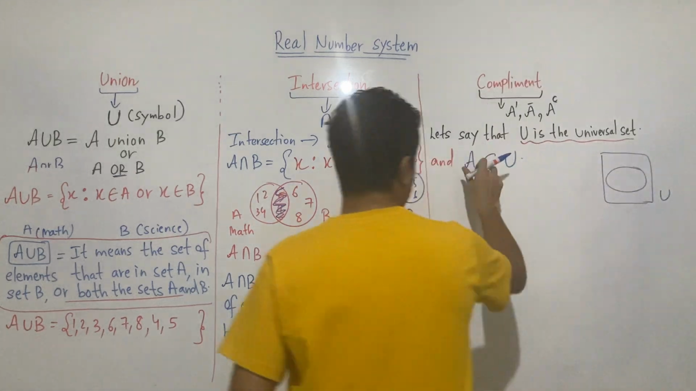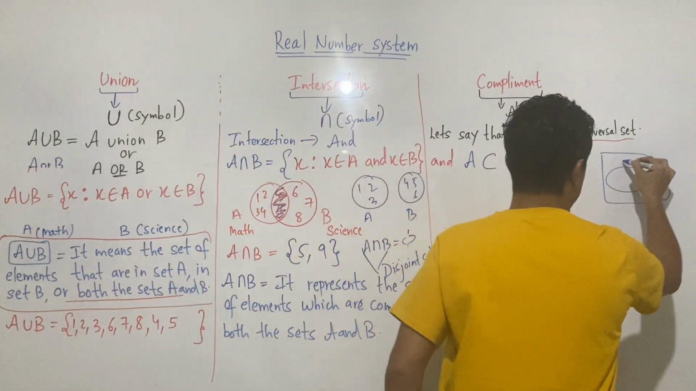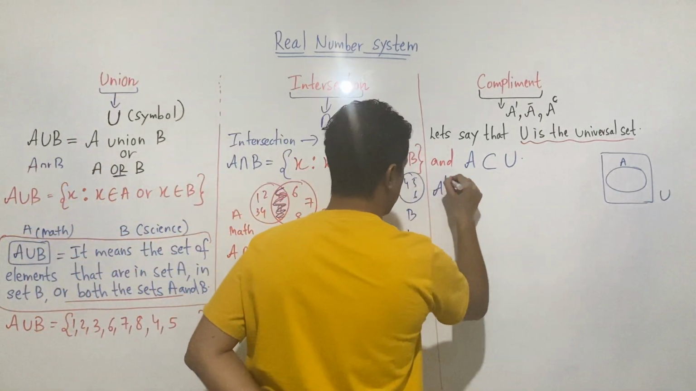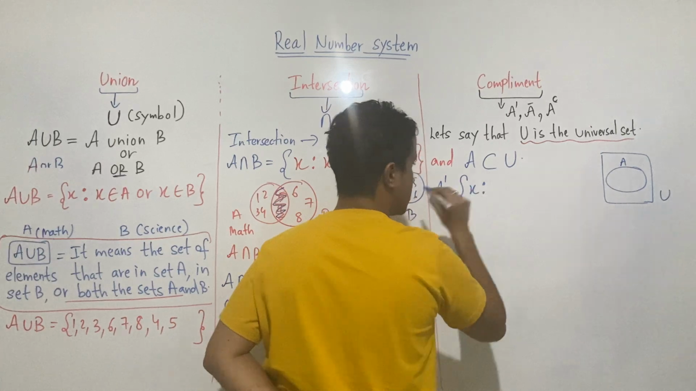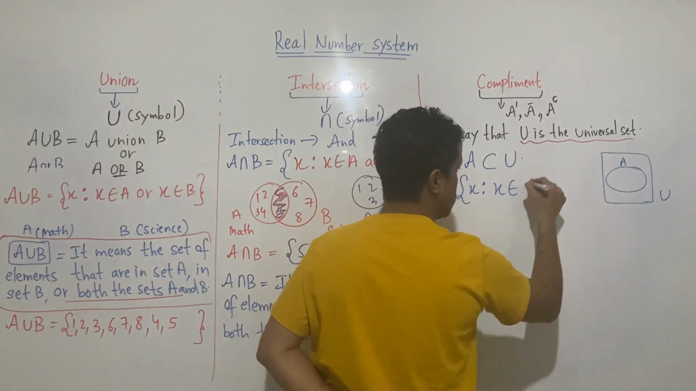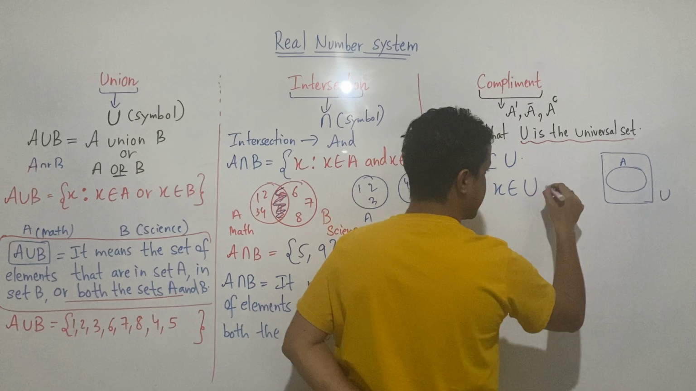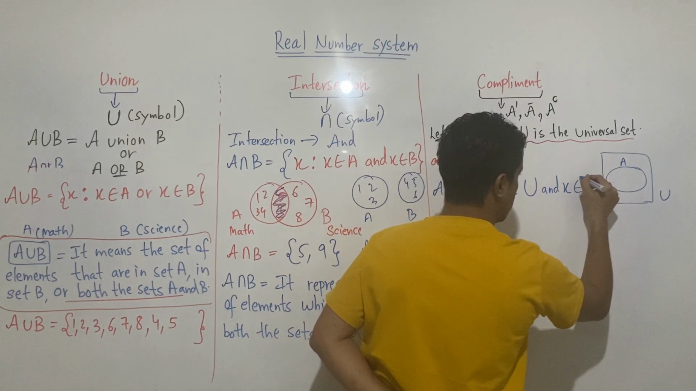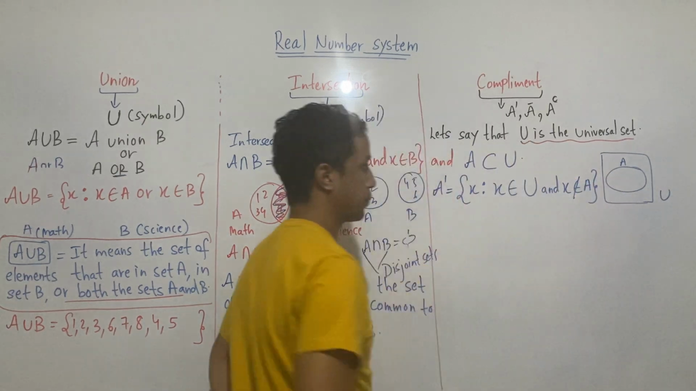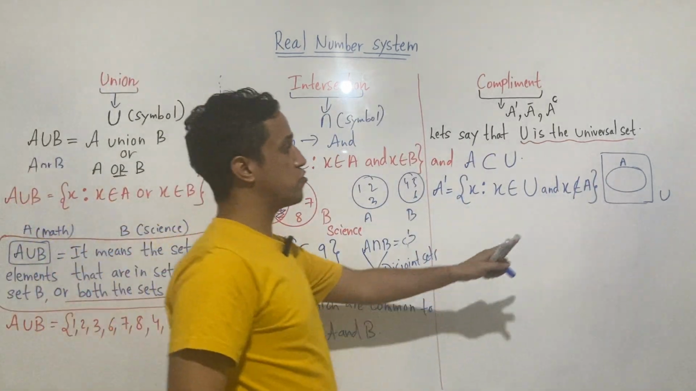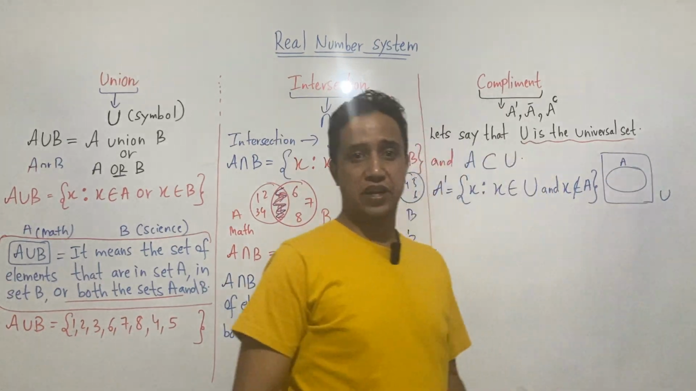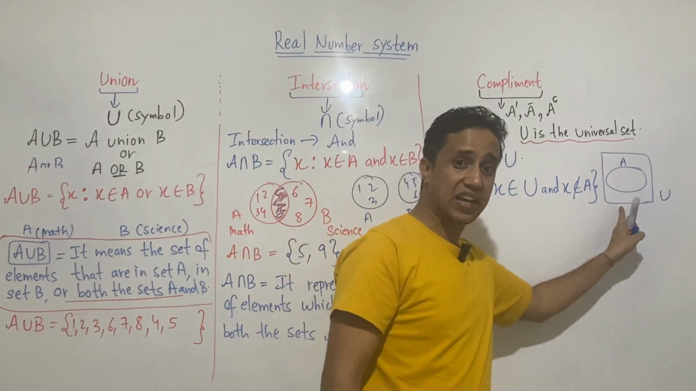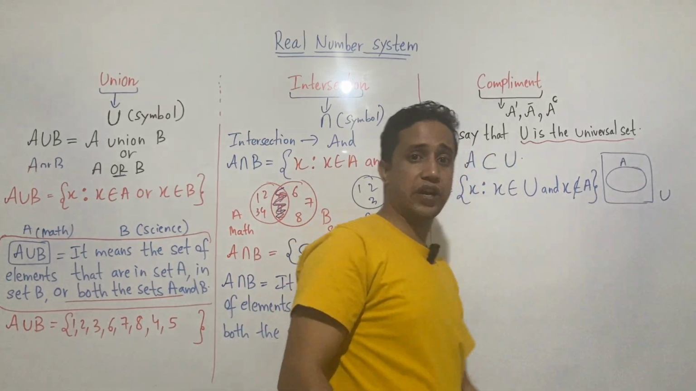If I have to find the complement of A, it will contain all the elements that belong to U and that do not belong to A. Understand? So if you have to find the complement of A, it will contain all the members of U except the members of A. What does it mean?